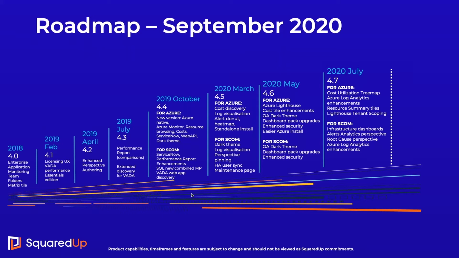And then 4.7 came out in July, and this was a big release, both for Azure and the SCOM products. In Azure, we had a new cost utilization tree map, log analytics tiles enhancements, and new resource summary tiles as well. And we added some Lighthouse scoping, so when you're scoping tiles within a dashboard in Azure, you can filter it more easily by particular tenants. And SCOM, the out-of-the-box dashboards had a bit of a makeover, new infrastructure dashboards, new alerts analytics perspectives, and a really cool root cause perspective as well.